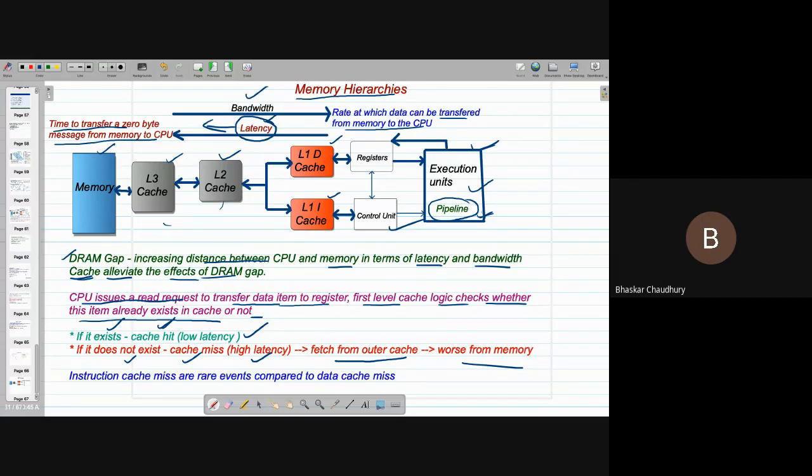Now, how do we use the cache to make sure that we get the best performance? As far as instructions are concerned, we have a separate L1 cache here, the L1 instruction cache. Instruction cache misses are rare events compared to data cache misses. So typically, most of the time we face the data cache miss problem.